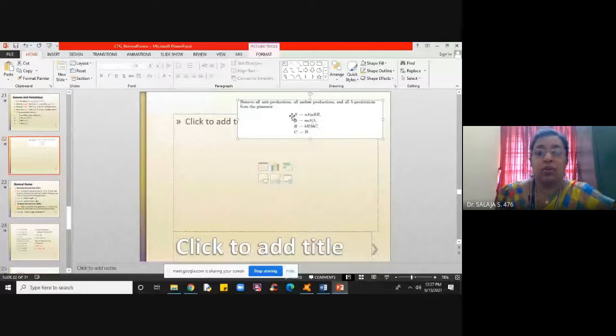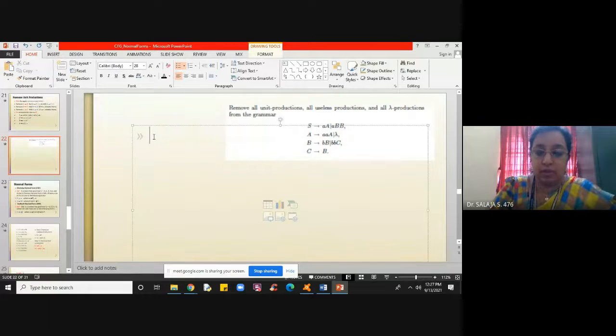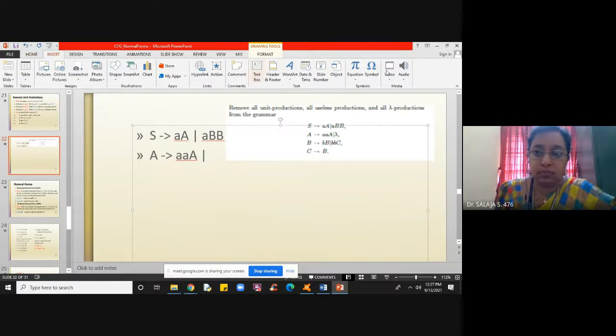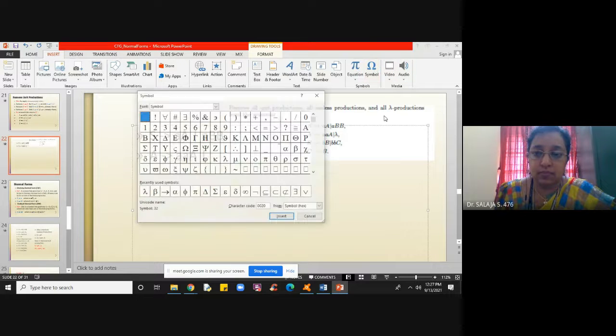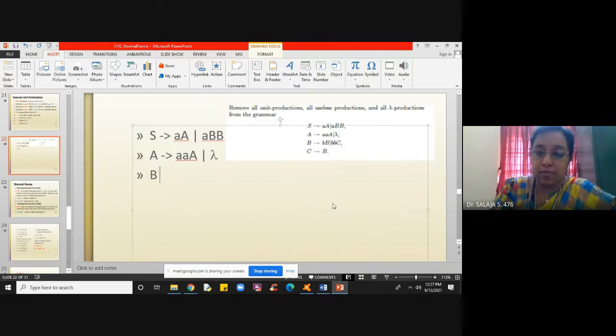Okay, so now you have to do all these three on a given production. So we'll first write the production. You have S produces AA or AB B, and A produces A or lambda. And then B produces BB or BBC, and C produces B. We'll do it one by one.